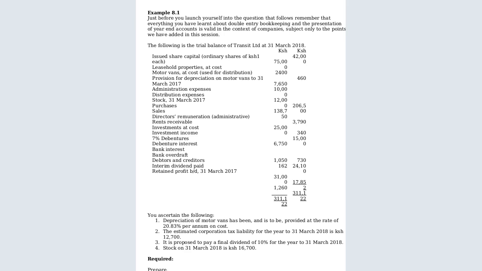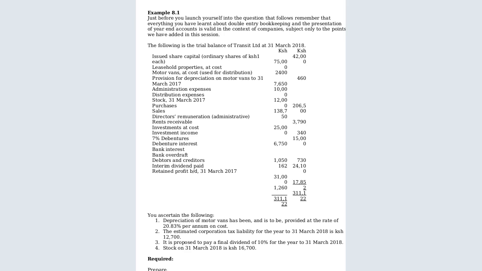So 499.92. Please allow me to round that off to 500 to make our work easier. So our depreciation is 500 for motor vehicles. Our depreciation is 500 for motor vehicles. So that is working number one. We are through with it. Now let's go to working number two. Working number two is clear.